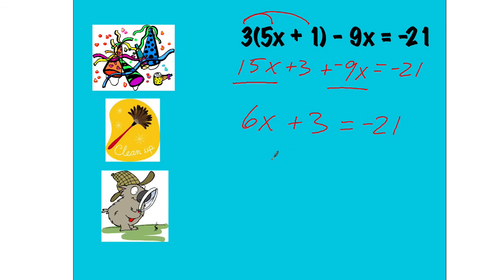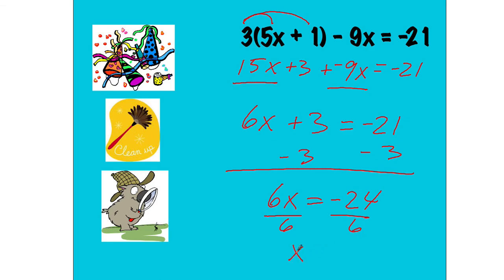When I subtract 3 from both sides, these are like terms I'm putting together to make a 0. So I have 6x, and then negative 21 minus 3 more is negative 24. 6 x's are negative 24, so to figure out what one of them is, I'm going to divide by 6, and I get negative 4.